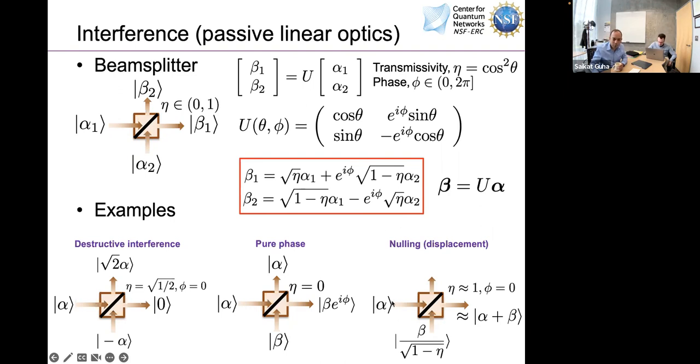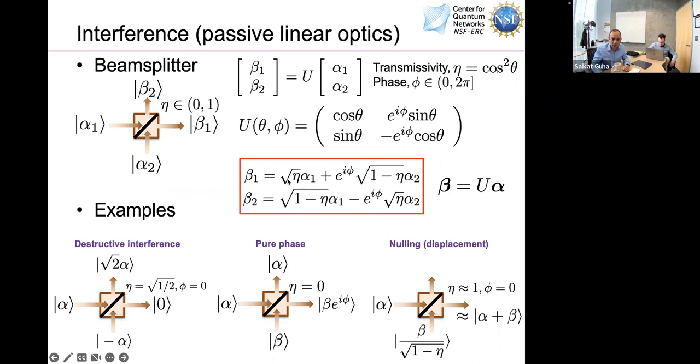So let's say that I put the first input in alpha. The second input, the amplitude I choose to be beta over square root of 1 minus eta. Note that I'm choosing this amplitude as a function of eta, the transmissivity itself. And let's say I have bought a beam splitter with a transmissivity of 0.99. Very, very highly transmissive beam splitter. So if you go ahead and put it back in this formula, and I take phi to be 0, take a look at beta 1. This is the beta 1 output, let's say.